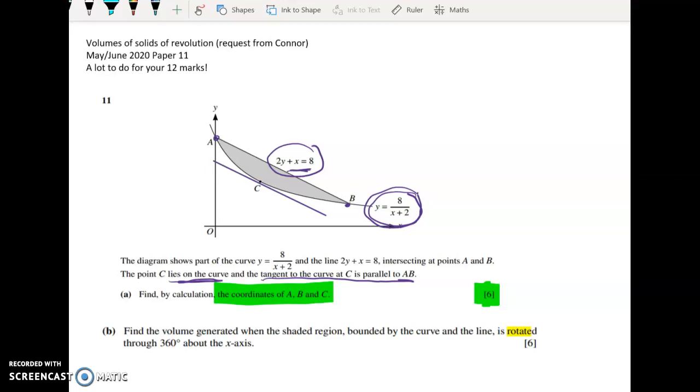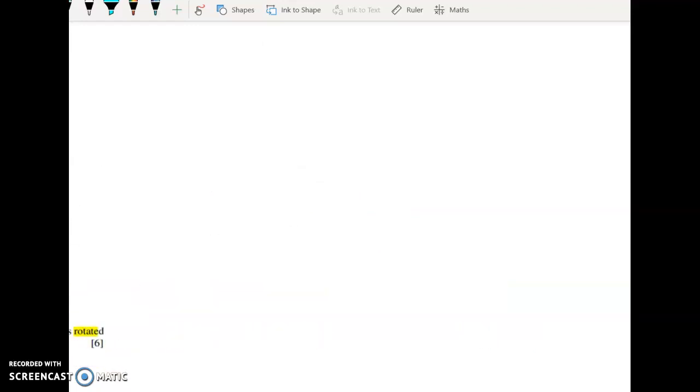This first part will probably take, I would have thought, a good 5 or 6 minutes, and then I'm going to go pretty slowly through this next bit, where we have to find the volume generated when the shaded region is rotated through 360 degrees about the x-axis. So this is a tricky, for AS example, of a volume of solid of revolution, because we've got 2 curves here. So we have to think hard about what that volume is going to look like. All right, but let's get on with the first part first.